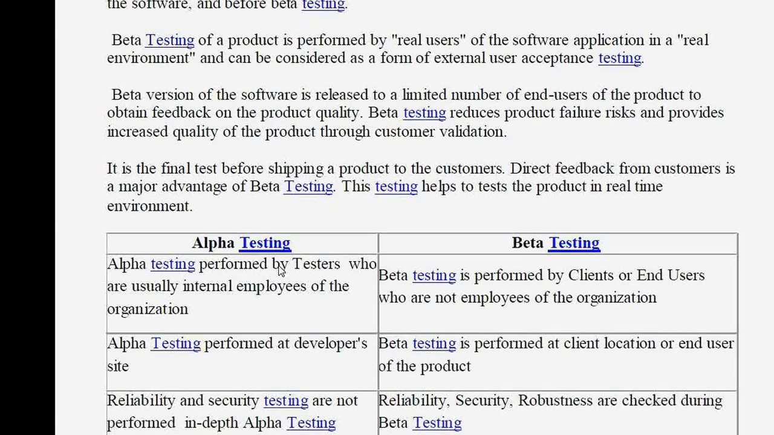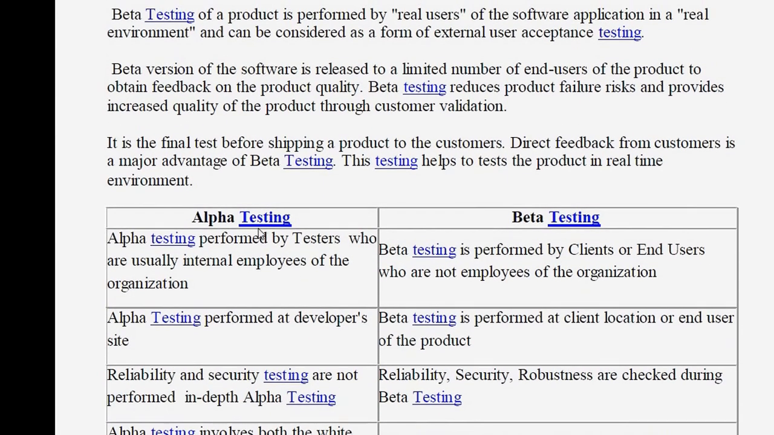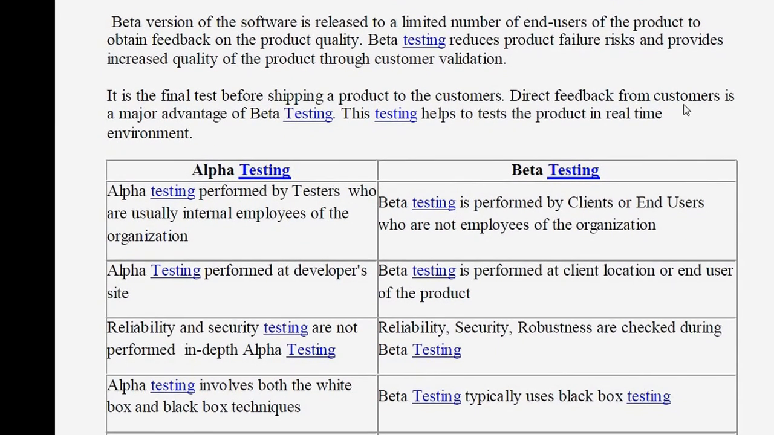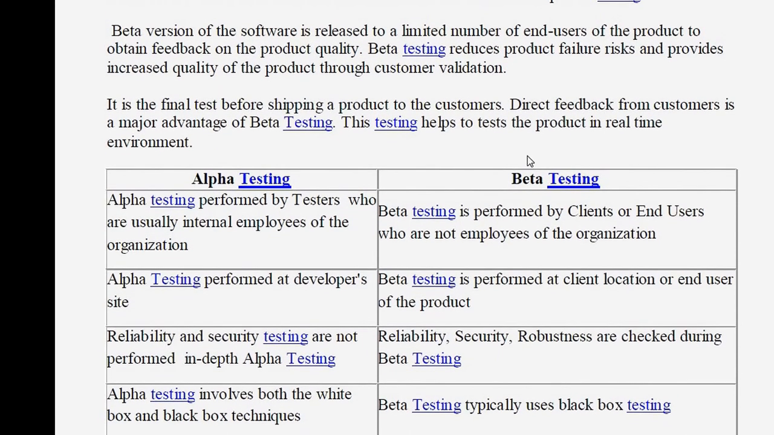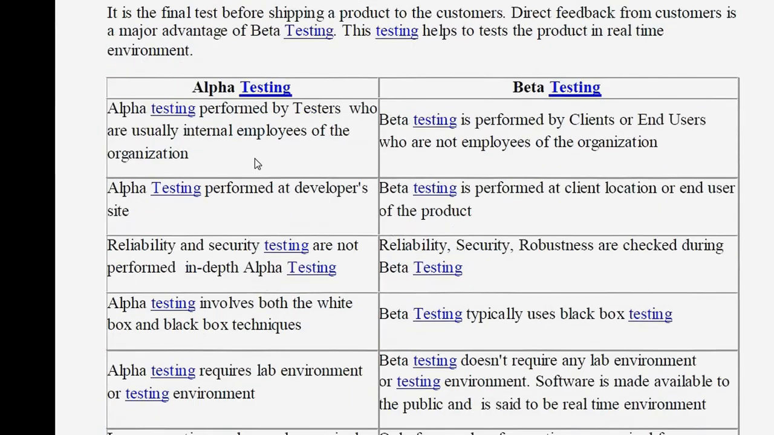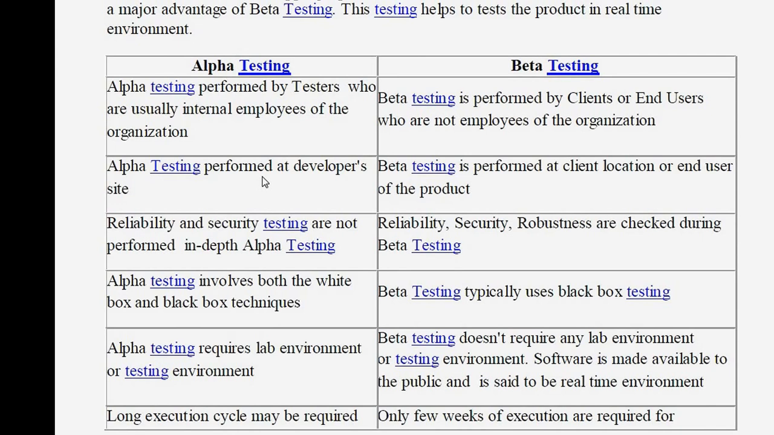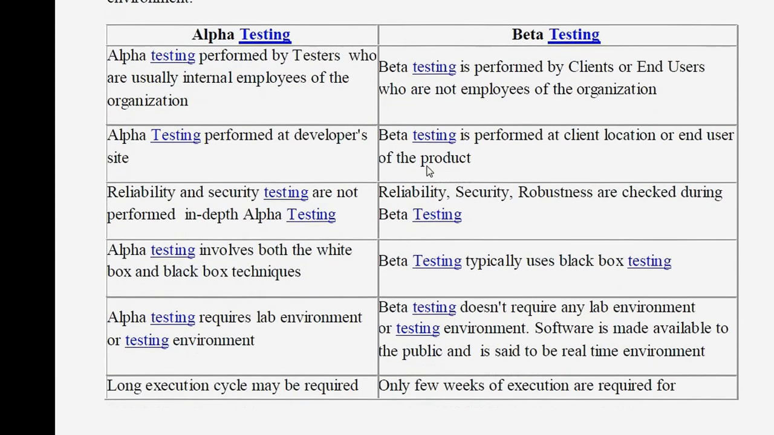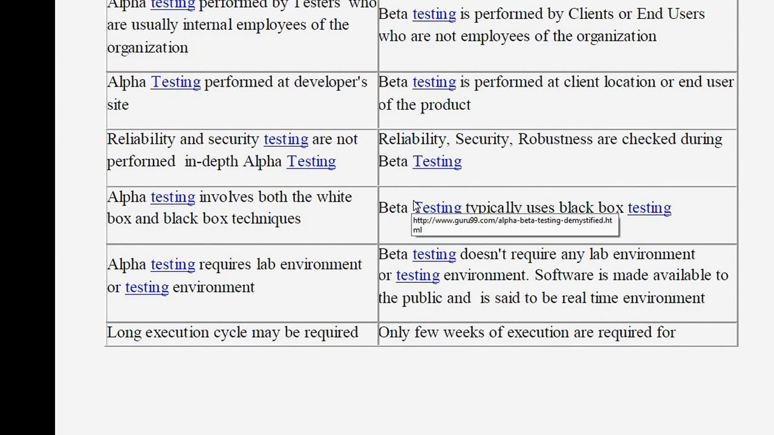So the next part is the difference between alpha and beta testing. As I already said, alpha testing is in-house testing and beta testing is testing at the client side. Alpha testing is performed by the tester and developer within the organization, whereas beta testing is performed at the client side. Alpha testing is performed at the developer side. Beta testing is performed at the client location.